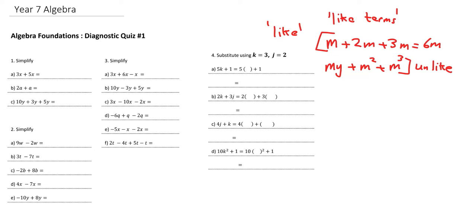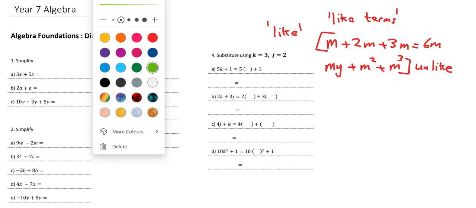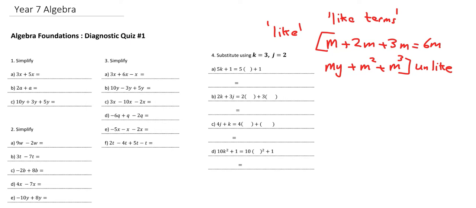So let's have a go at doing some examples. We can collect like terms here to get 8x. We can collect like terms here to get 3a. We can collect like terms here to get 13y plus 5 is 18y. So you have a go doing the rest of the questions and pause the video.